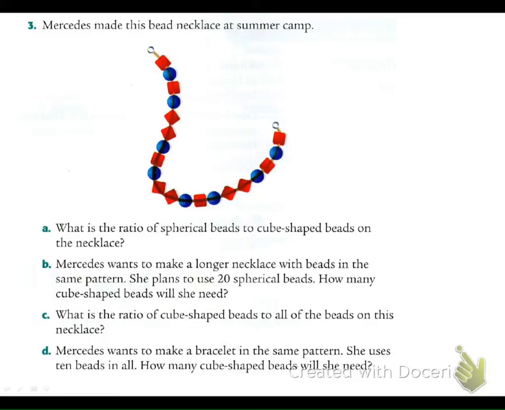All right, now we've reached the on your own practice. I want you to look at this necklace that Mercedes made at summer camp. Try and answer questions A through D and record them to submit in class. Try your best, refer back to your notes or to these videos for help. Good luck.